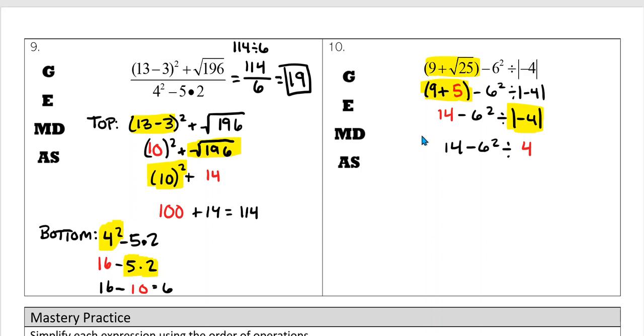We're done with grouping symbols. We move on to exponents. We do see that we have this 6 squared here. So 6 times 6 is 36. And everything else comes down the same. 14 minus 36 and the division by 4. Now we're in that multiplication and division step. We work our way from left to right. So we see 36 divided by 4 here. We know that 36 divided by 4 is 9. So now we have 14 minus 9, which gives us 5 as our answer.